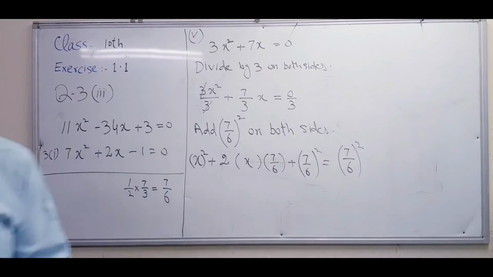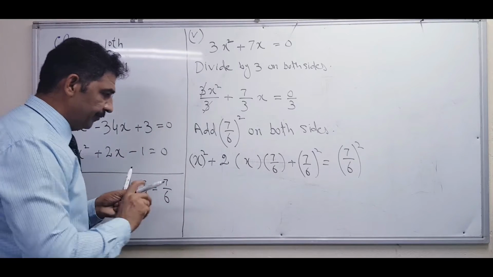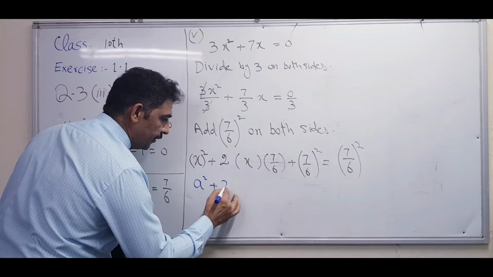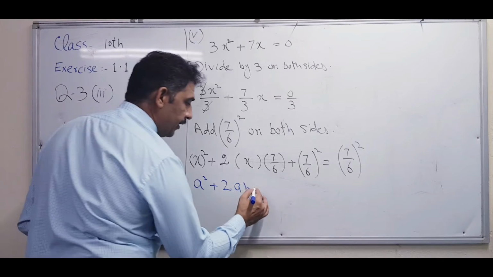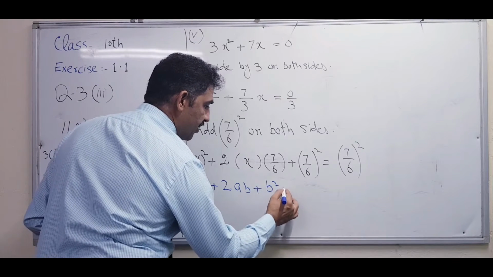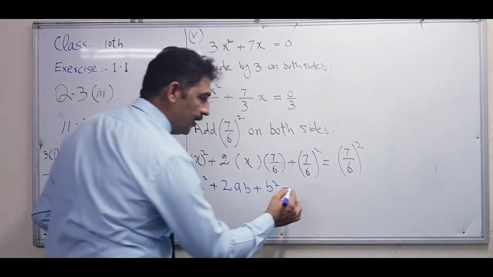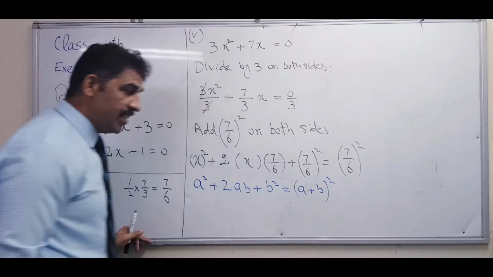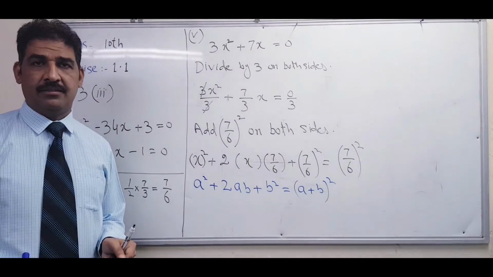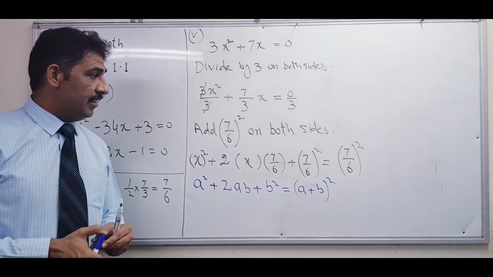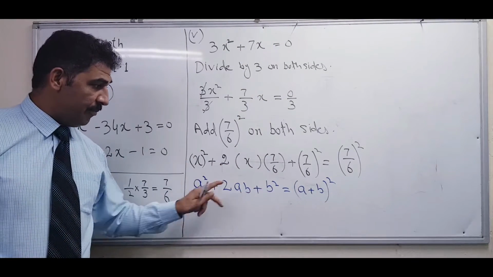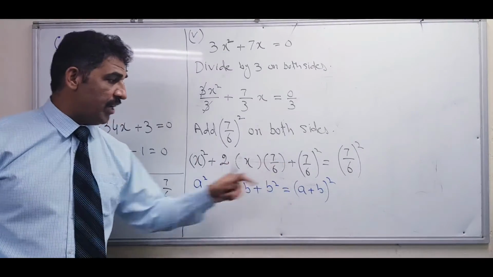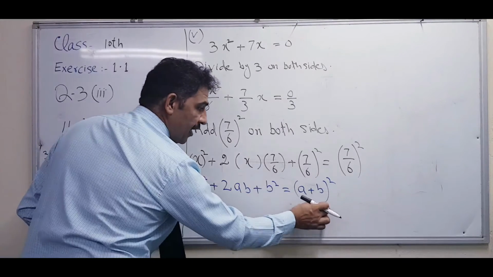I want to write this formula in such a way: a square plus 2ab plus b square is equal to a plus b whole square. I want to make this formula, that's why I am writing like that. Because I make the left hand side of the formula same to same, like a square 2ab plus b square is equal to this. So we have to write in such a form, a plus b whole square.